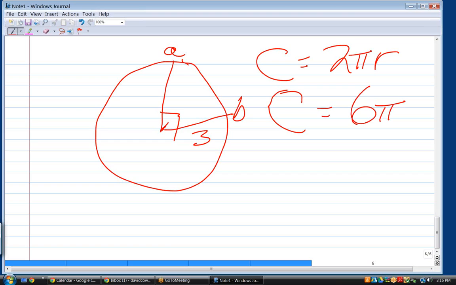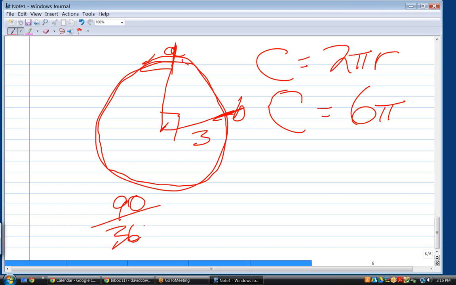Well, if the entire circumference is a measurement of the entire arc length, which it is, how much of the arc length do we have between A and B? Of course, because 90 over 360 is 1/4. So if the full circumference is 6 pi, then we're talking about a quarter of the circumference, which is 1.5 pi.